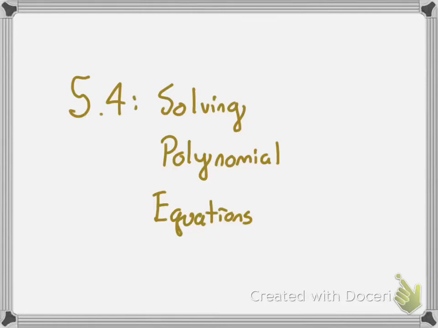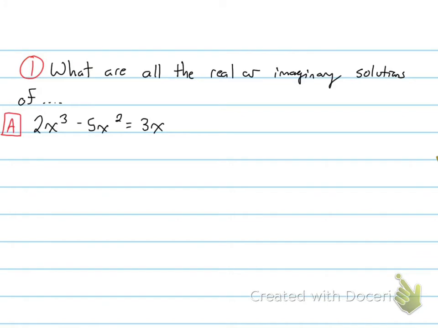In section 5.4, we're going to be dealing with solving polynomial equations. So in this first example, I want to find all of the solutions, now real or imaginary, of 2x cubed minus 5x squared equals 3x.